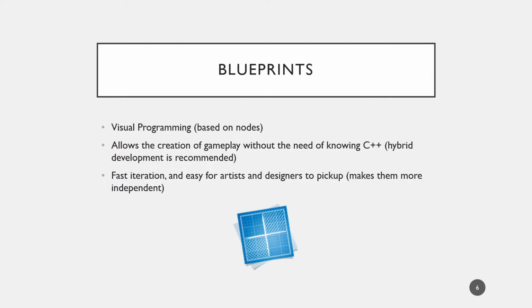But we can go into that in another class or a stream because it can get really long explaining why would I use one or the other, right? Today we will learn blueprints, and the strength of blueprint is that you can iterate very quickly, has a fast iteration time, and it's easy for artists and designers to pick up. Because it's a visual programming, we really don't need to worry too much about the syntaxes.